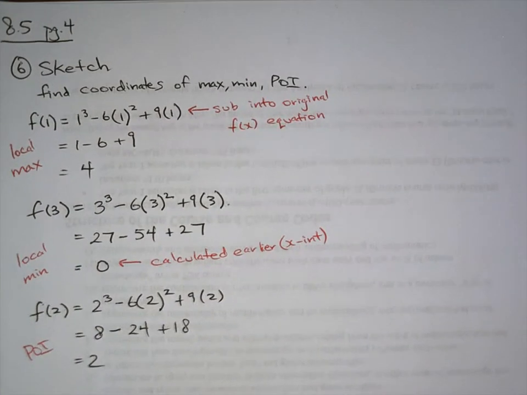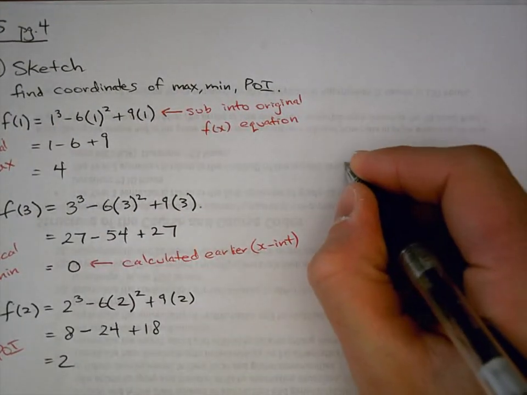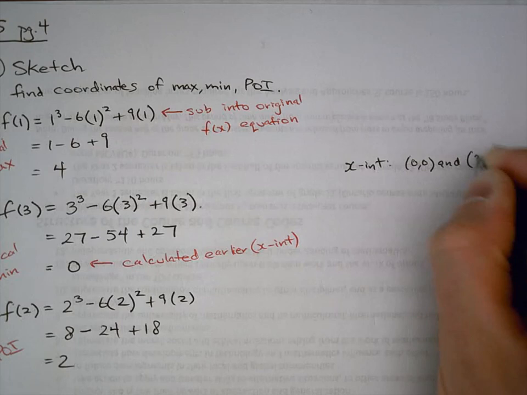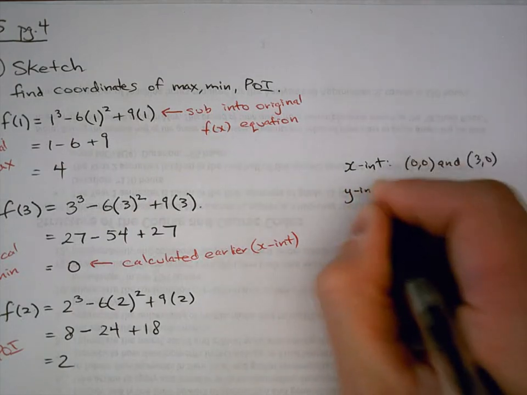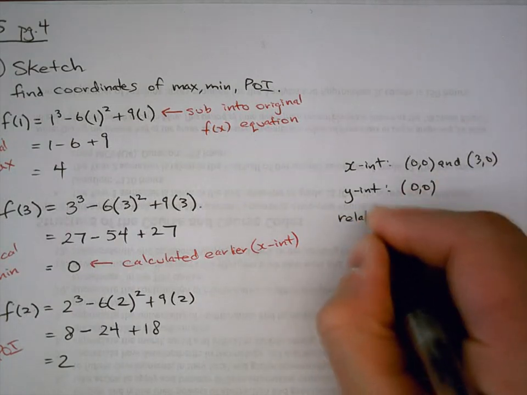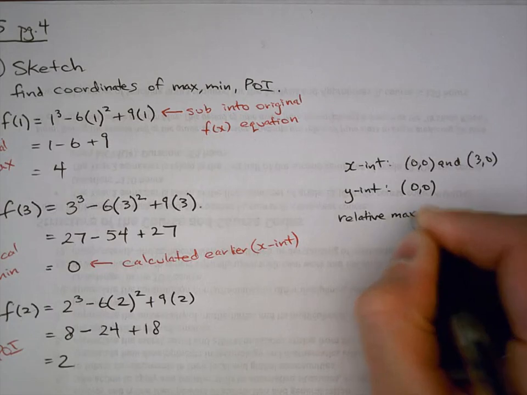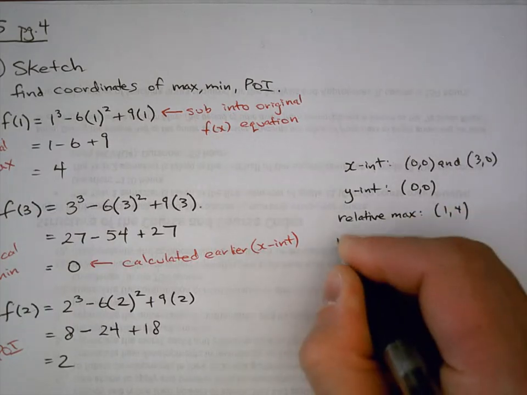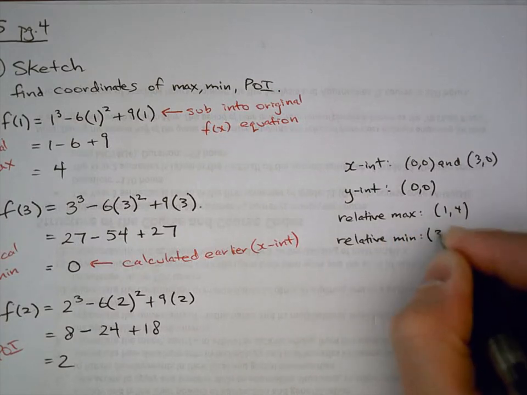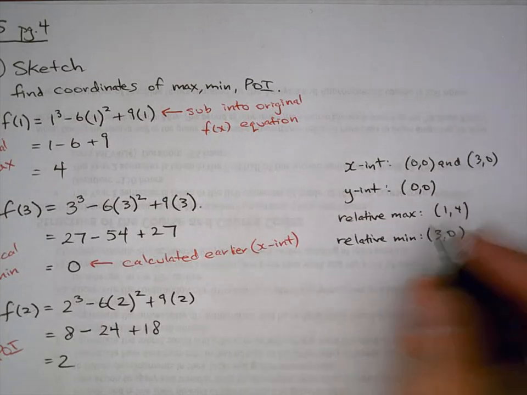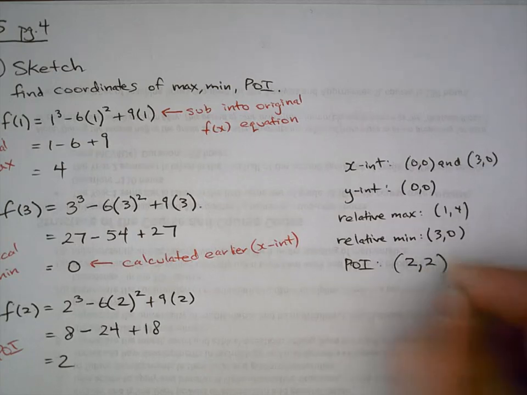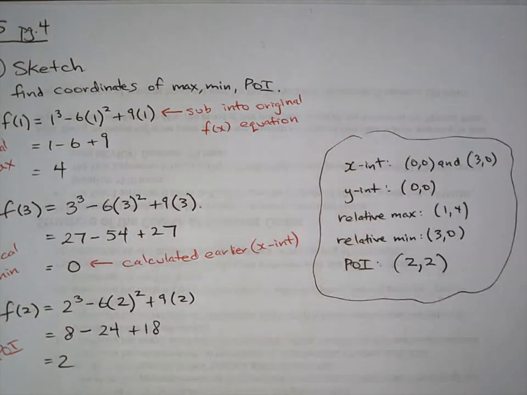Okay, so now let's just summarize it all over here. I have an x-intercept, 0, 0, and 3, 0. We calculated that before. I have a y-intercept of 0, 0. I have a relative max at 1, 4, relative min at 3, 0, and I have a POI at 2, 2. That's all the features we're going to have to put in the sketch.